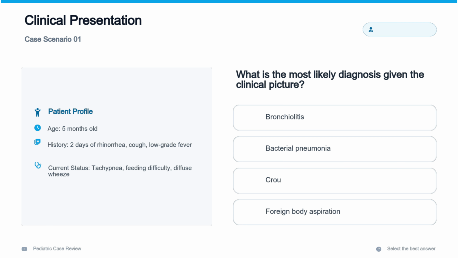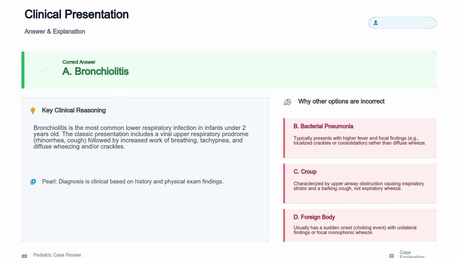Case Scenario 1. A 5-month-old infant presents with 2 days of runny nose, cough, and low-grade fever. Now the infant has rapid breathing, is feeding less than usual, and has diffuse wheezing on examination. What is the most likely diagnosis? Option A, bronchiolitis. Option B, bacterial pneumonia. Option C, croup. Option D, foreign body aspiration. The correct answer is A, bronchiolitis.